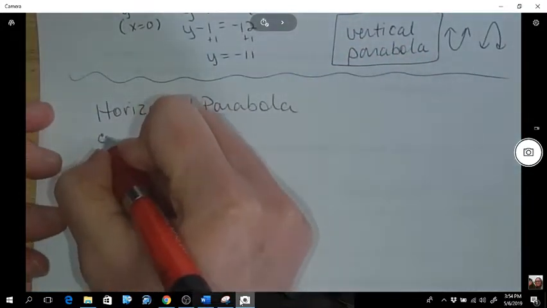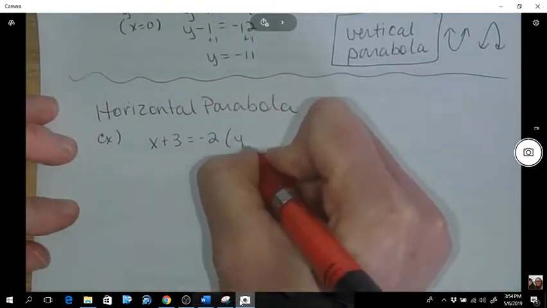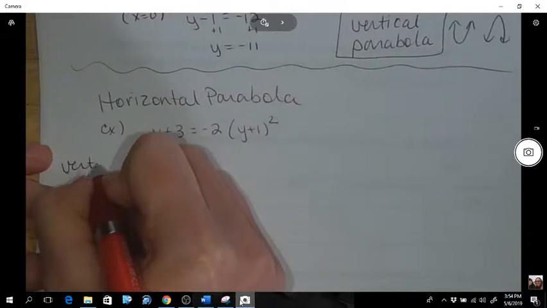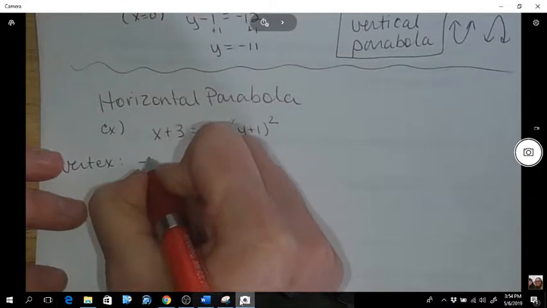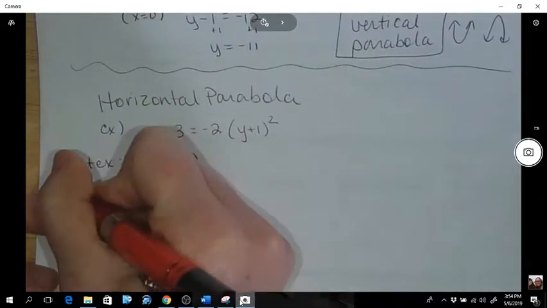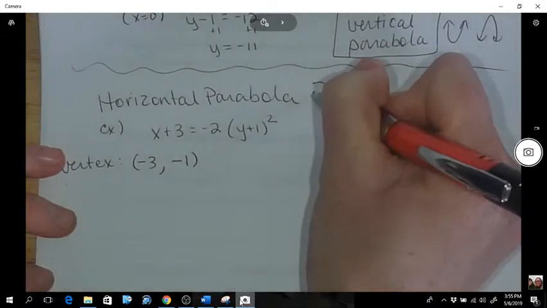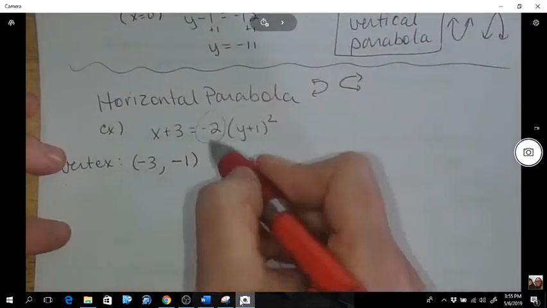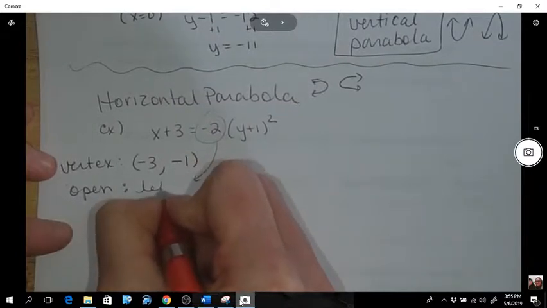Okay, so an example would be x plus 3 equals negative 2 (y plus 1) squared. Okay, vertex. What is with the x? So you do opposite, so negative 3. What's with the y? Opposite, negative 1. Okay, now because this is horizontal, we're going to open horizontally. We have two choices, left or right. Because this is negative 2, that's going to open to the left.